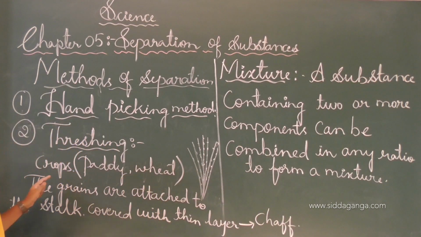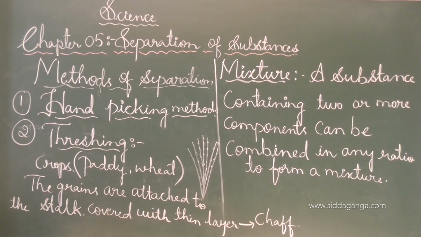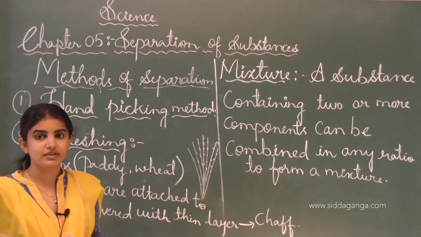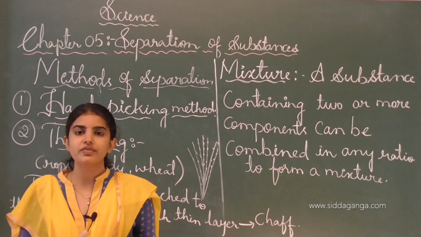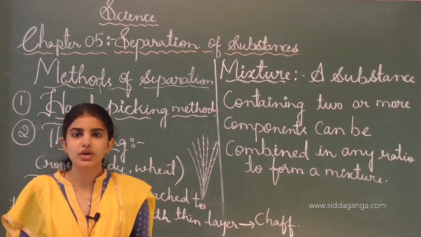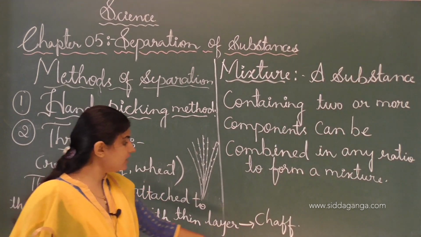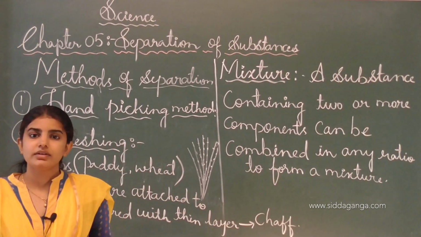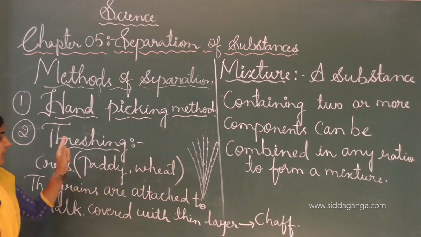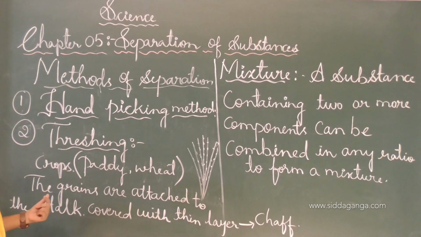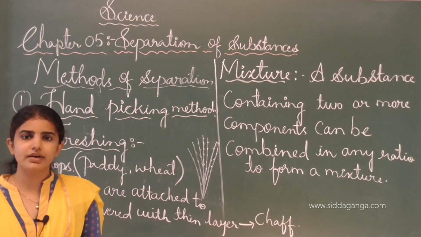First the farmer will make bundles of the grain straw and keep them to dry under the sun. Afterwards, they will take them out and beat them against a hard substance, so that the grains separate out from the stalk as well as the chaff. Like that this process is done. This is the continuous process after the hand picking.